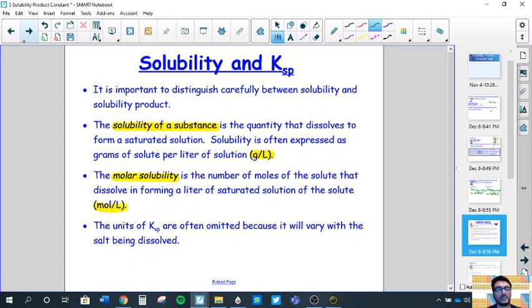Now a few definitions here, just before we continue to a couple more examples. When we talk about the solubility of a substance, that refers to how much of that solute can be dissolved for every 1 liter of solution. That's referred to in units of grams per liter. Now molar solubility, or molarity, big M, that's moles per liter.